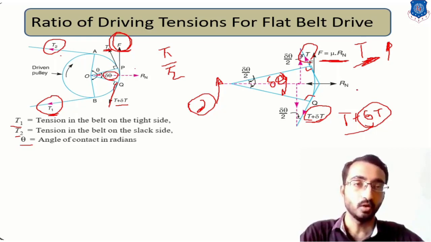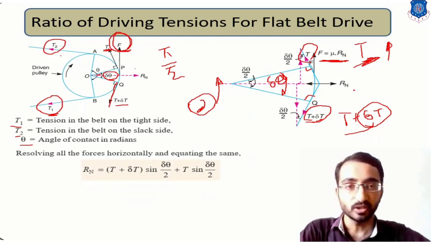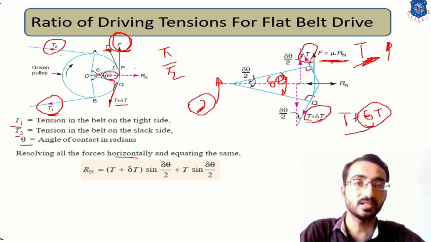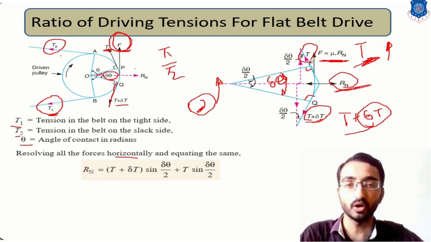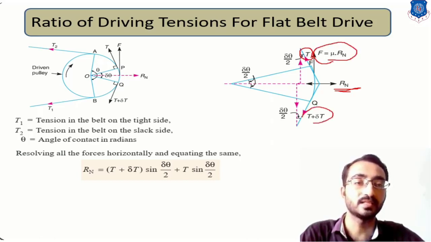Okay, so now to simplify this arrangement, we can consider the equilibrium of forces in vertical and horizontal direction. If we consider the equilibrium of forces in horizontal direction first, the frictional force mu Rn is acting, and for this force the reaction force Rn is perpendicular to this surface. So the Rn force, which is acting in the positive horizontal direction, will be balanced with the help of these two forces, T and T plus delta T.